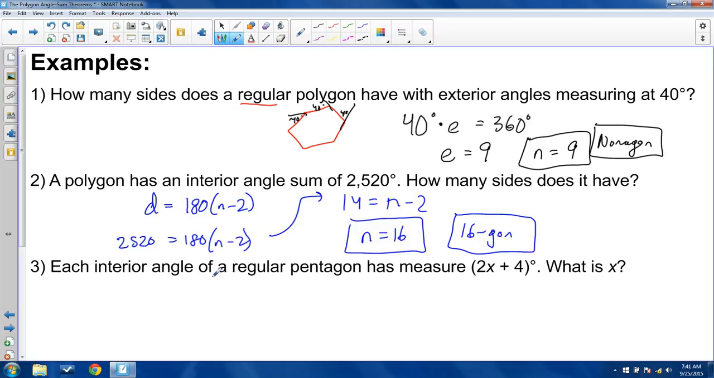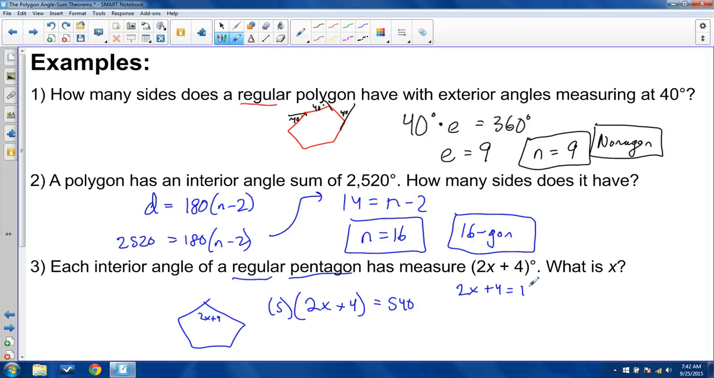16-gon. Number 3, each interior angle of a regular pentagon has measure 2x plus 4 degrees. What is x? So each one of these in the pentagon is 2x plus 4. Not just this one, but all of them. So if I add up all 5 of the 2x plus 4 degree angle measures, or in other words, multiply by 5, I'm getting the full interior angle sum of a pentagon, which was 540. That's what we've been working on before. So I'll divide by 5. 2x plus 4 equals 540 divided by 5, which you might now know is 108.